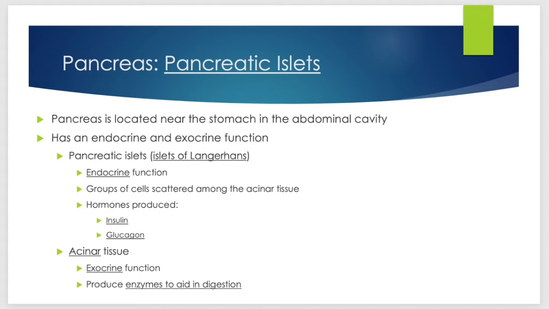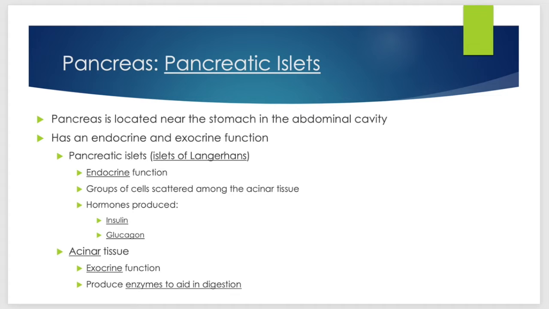Next, we have the pancreas. So there's actually a couple different parts to the pancreas, but what we're going to focus on would be the pancreatic islets. The pancreas is located near your stomach in the abdominal cavity, and it has both an endocrine and an exocrine function, which I mentioned earlier on yesterday. The pancreatic islets are also called the islets of Langerhans, after the person that discovered what they do. This part of the pancreas has an endocrine function, so they're going to produce two hormones, insulin and glucagon.